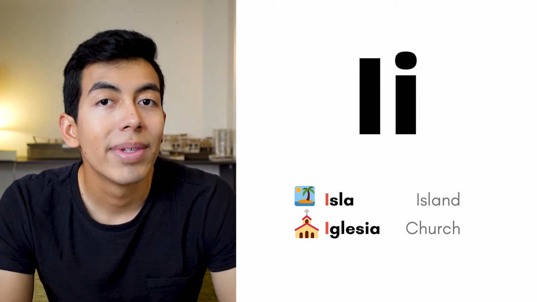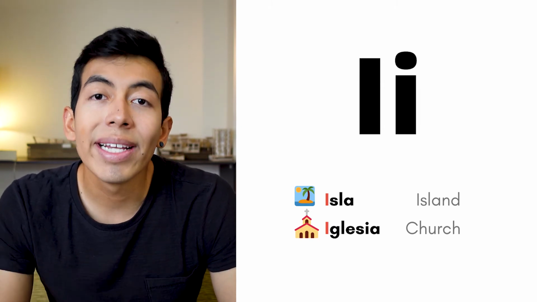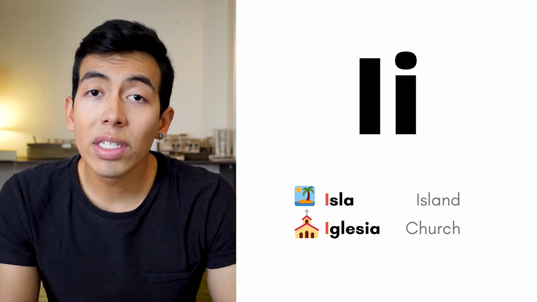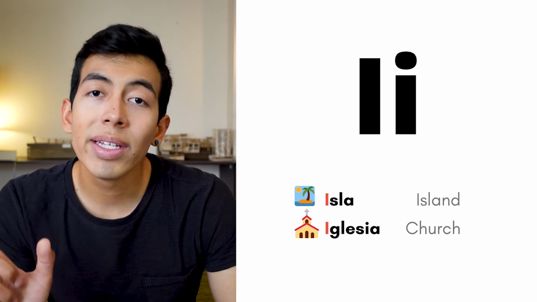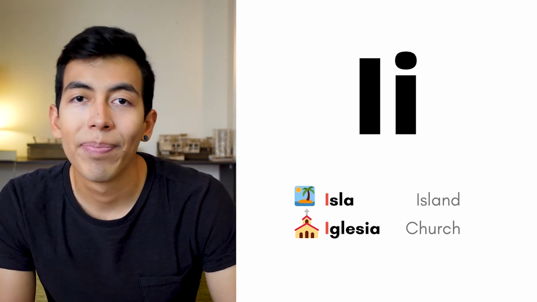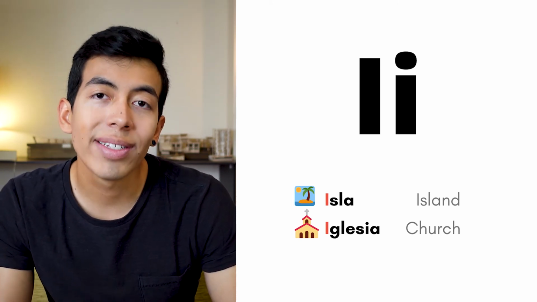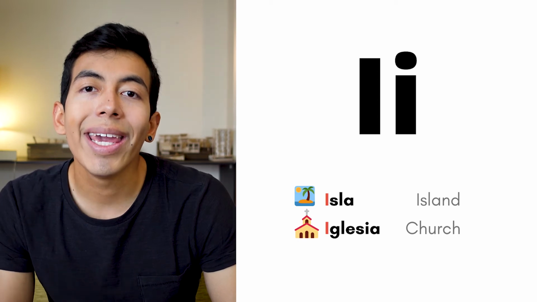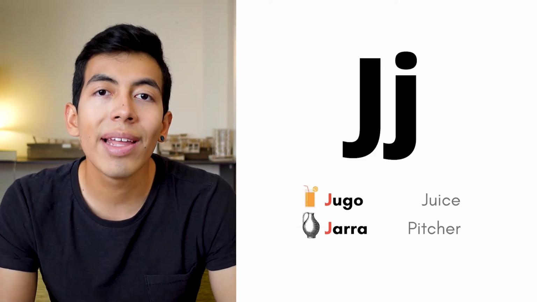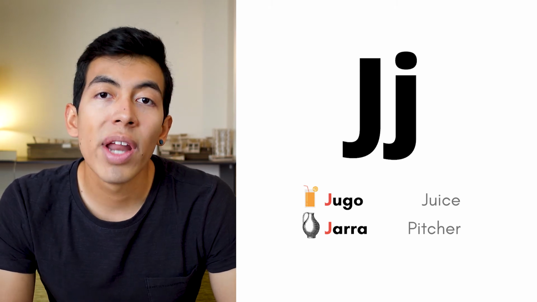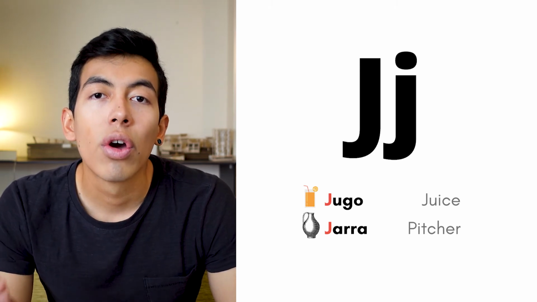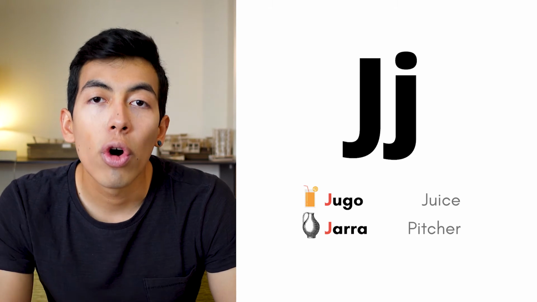Isla, iglesia. This letter can be a little bit tricky because in English, I is the Spanish E. So it's not I, for us it's I. Then we have la letra J. This letter is pronounced jugo, jarra.